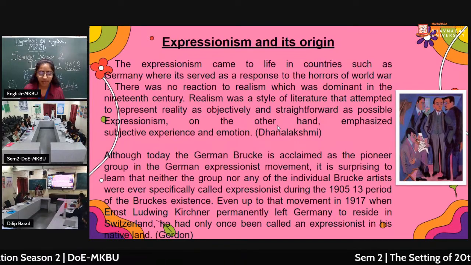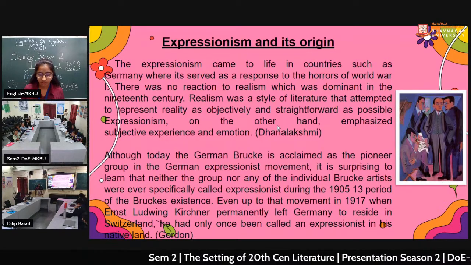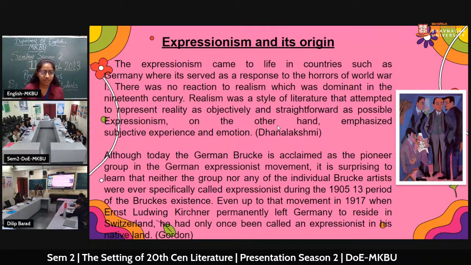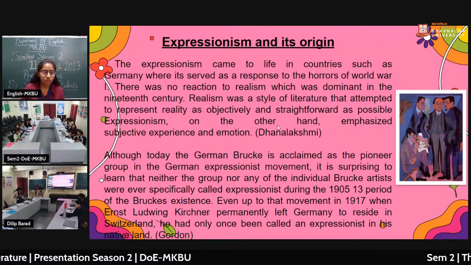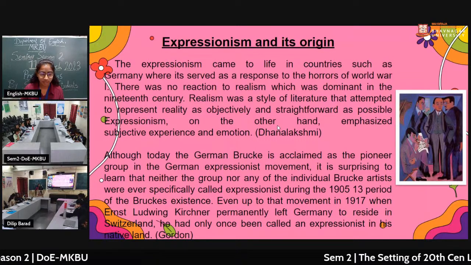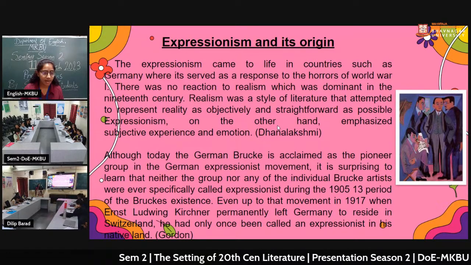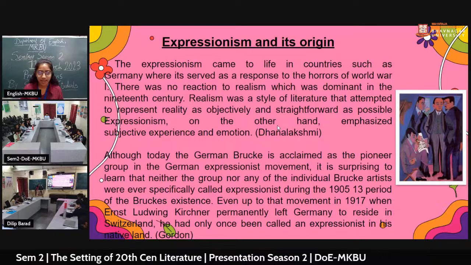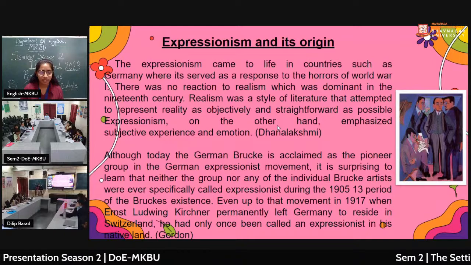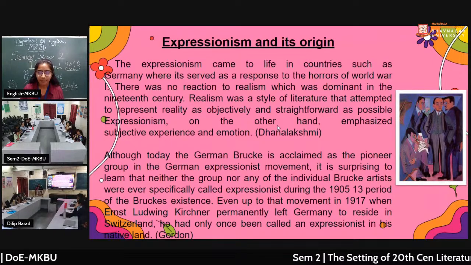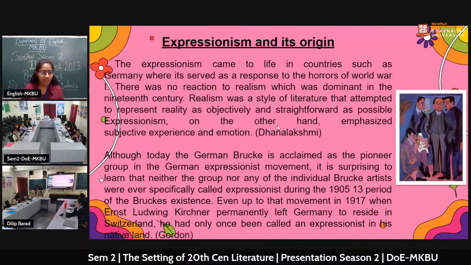So, Expressionism and its origin. Expressionism came to life in countries such as Germany, where it served as a response to the horrors of World War One. It was a reaction to realism, which was dominant in the 19th century. Realism was a style of literature that attempted to represent reality as objectively and straightforwardly as possible. Expressionism, on the other hand, emphasized subjective experience and emotion.